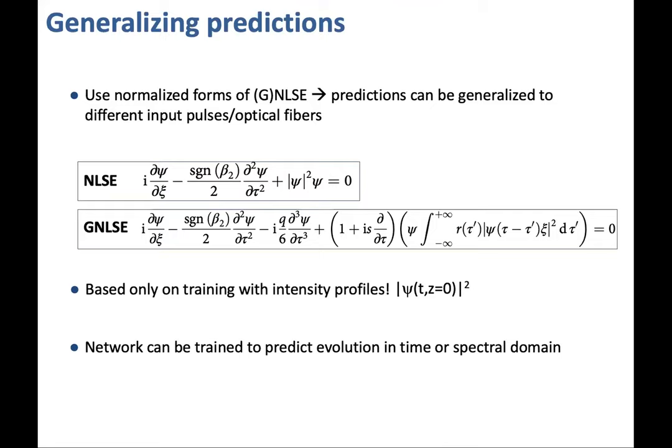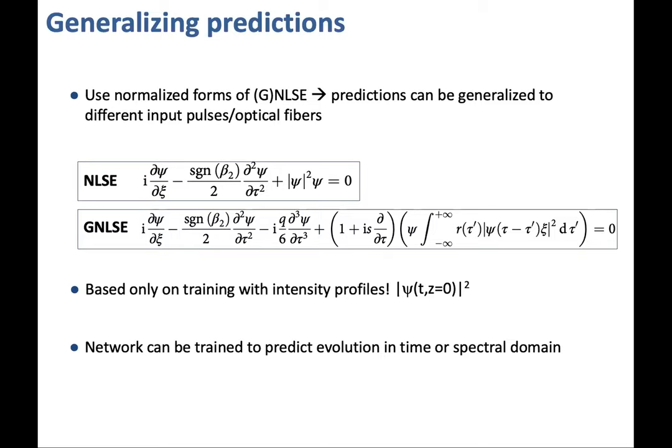Of course, it's important to make sure that the network is able to make predictions for a wide range of propagation scenarios, input pulse parameters, and fiber parameters. For this purpose, we have trained the network based on the normalized form of the nonlinear Schrödinger equation, or generalized nonlinear Schrödinger equation. You can normalize these equations so that, when you have a given system, you can put the system in terms of dimensionless units, and that will allow the network to make a prediction in that way. So in short, the network, by using dimensionless training data, is then able to make a generalized prediction for a wide range of propagation scenarios and system parameters.